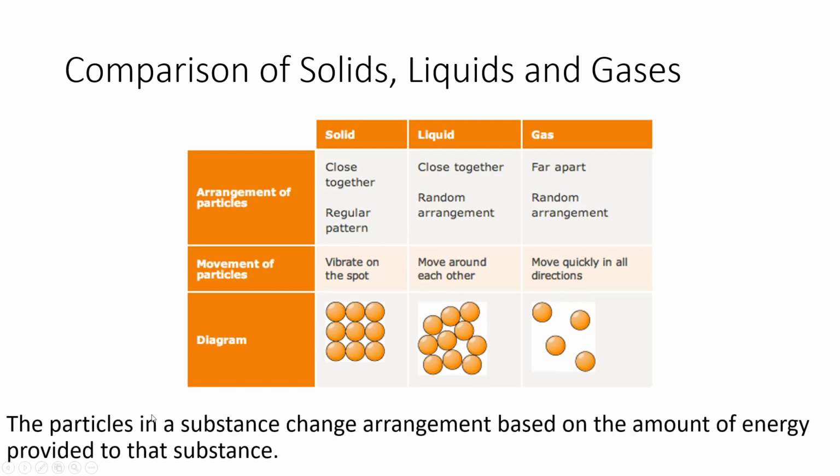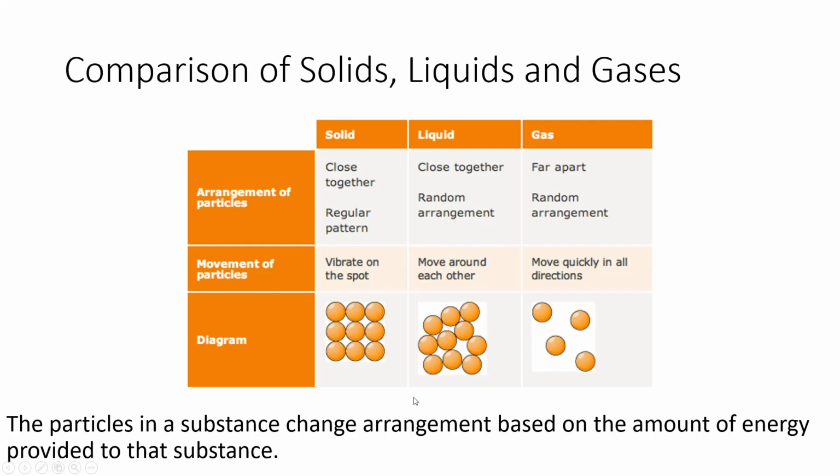The particles in a substance change arrangement based on the amount of energy. This is something that we're going to touch on definitely in later topics. But basically, the particles in a substance change arrangement based on the amount of energy provided to that substance. And if you have a look at all the different topics we're doing this term, they all talk about a different form of energy. This is why we need to have a good understanding of the particle model.